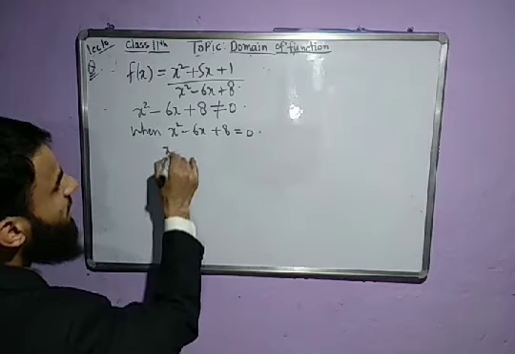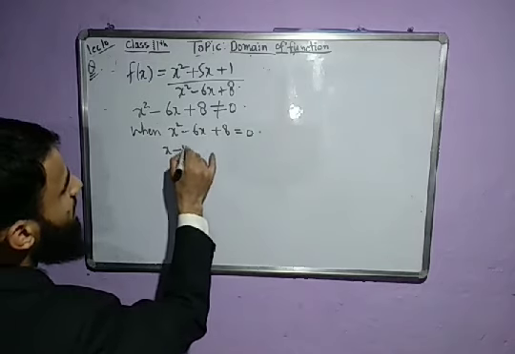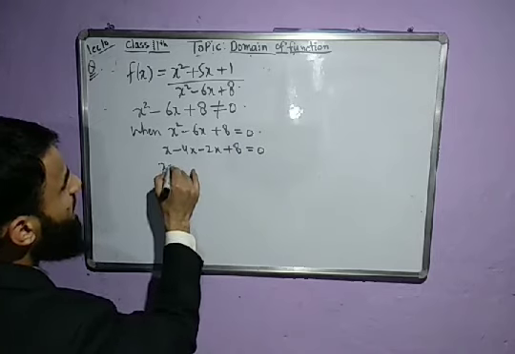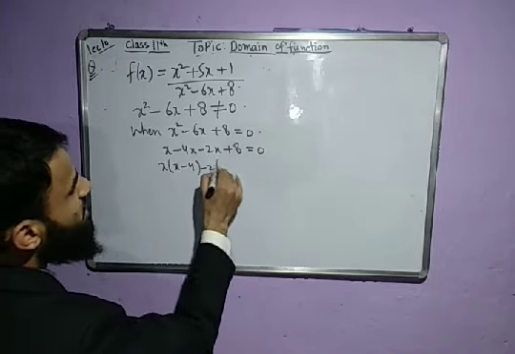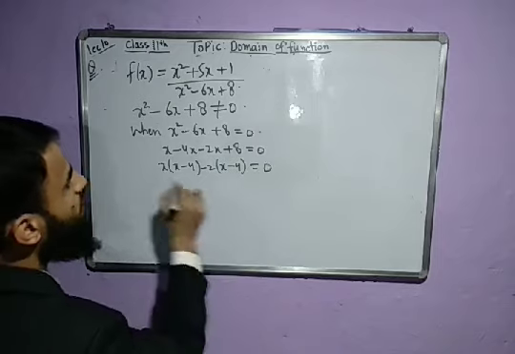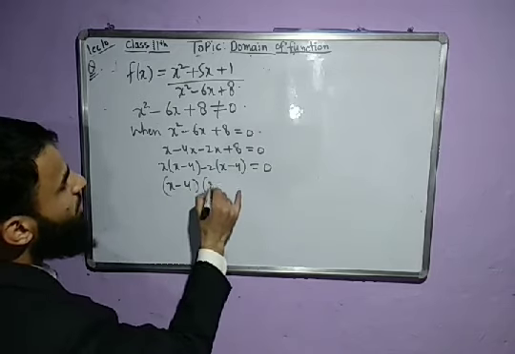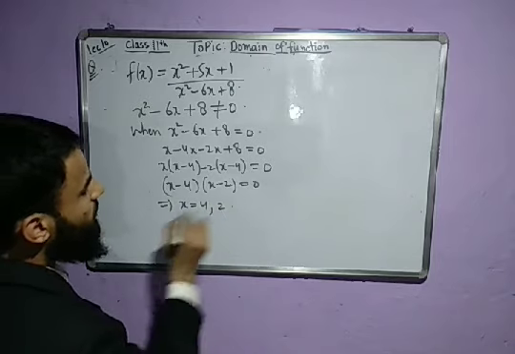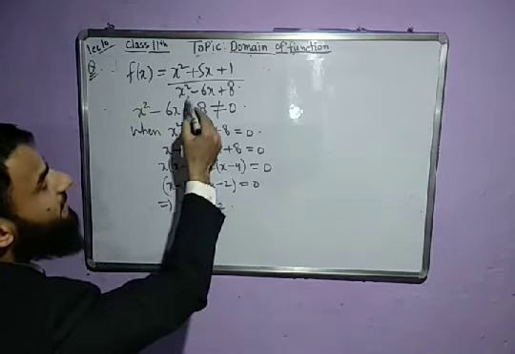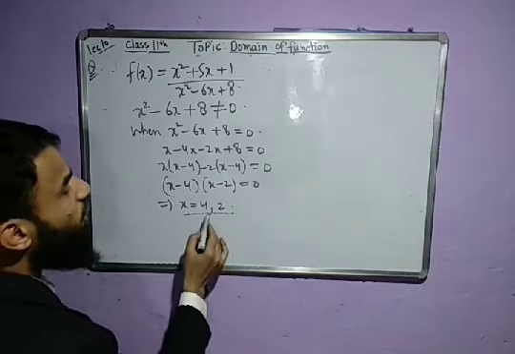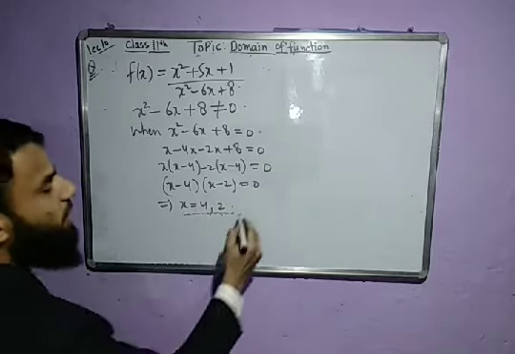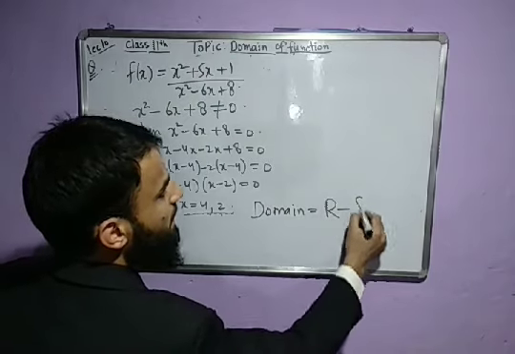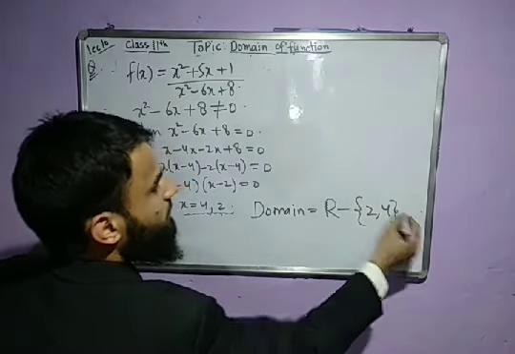If it is 0, let's find the roots. It will become x square minus 4x minus 2x plus 8 is equal to 0. And I will get x into x minus 4, minus 2 into x minus 4, is equal to 0. And I will get x minus 4 into x minus 2 is equal to 0, which implies x is equal to 4, 2. So it means x can take any value but not 4 and 2, because they make the denominator 0. Therefore the domain will be simply the set of all real numbers but without 2 and 4.